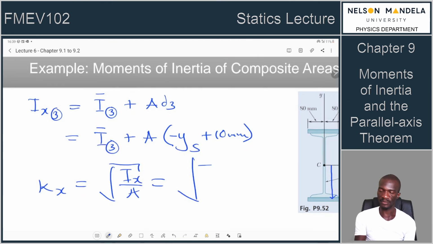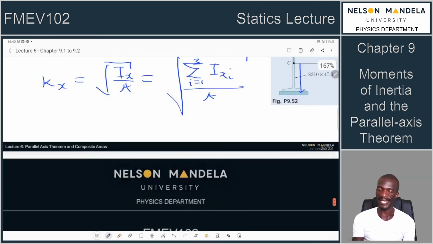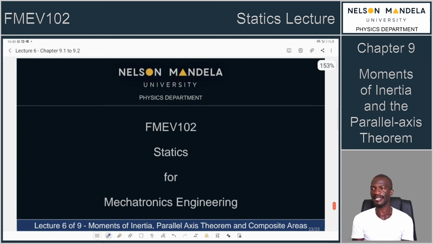And this is basically the square root of the sum of all the moments of inertia from I is equal to 1 up to 3 sections all over area. Something like that. Right, let's just neaten this up so that it will look as it must. That sums up composite areas, and that sums up moments of inertia and the parallel axis theorem. So please, let's now be serious with making sure that we understand the details, because these are the details when it comes to your further studies.